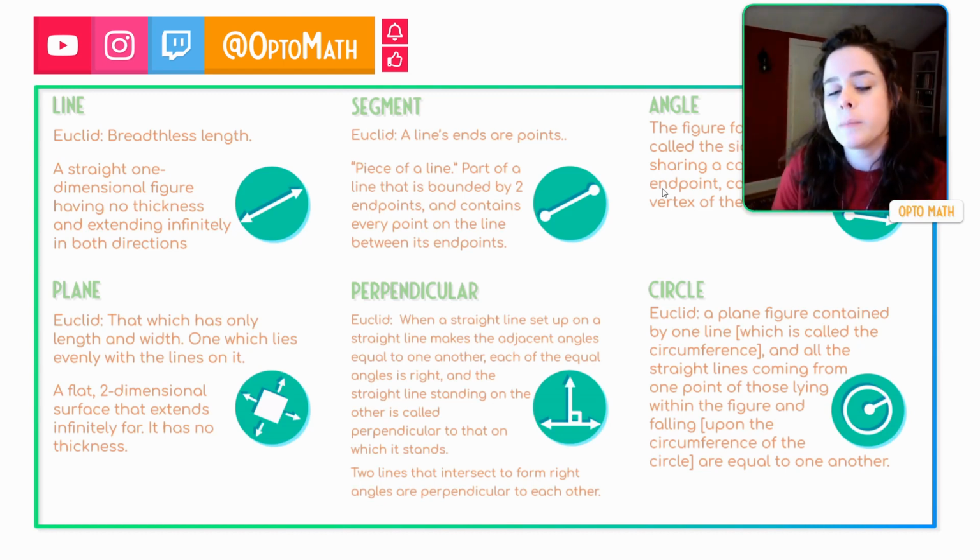So perpendicular can be used as an adjective to describe the relationship between 2 lines or segments or rays. And it can also be used as a noun. So I can say this line is a perpendicular to this line. So you'll hear that sometimes.